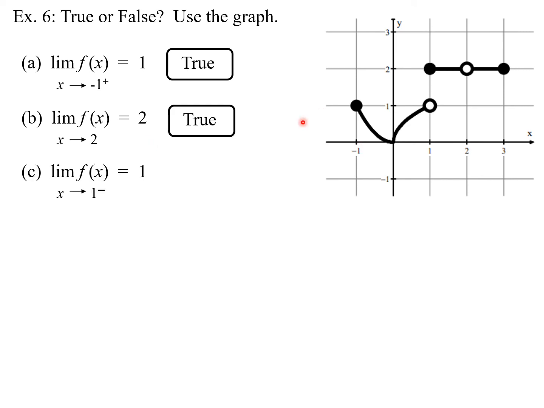Okay, what about this one? Pause. All right, now let's see. We're approaching 1 from the negative side. There's 1. We're approaching it from the negative side, and it approaches a value of 1. And that makes that statement true.